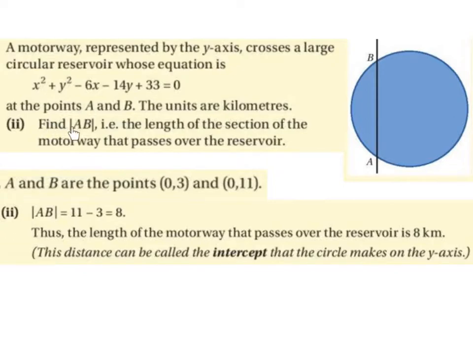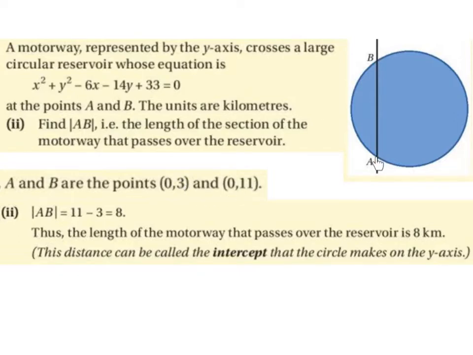Part 2, find the distance from A to B, i.e. the length of the section of the motorway that passes over the reservoir. So the distance between A and B. So we could put both of these points into the distance formula, which is the square root of x2 minus x1 squared plus y2 minus y1 squared. Or we could literally just take 3 away from 11.